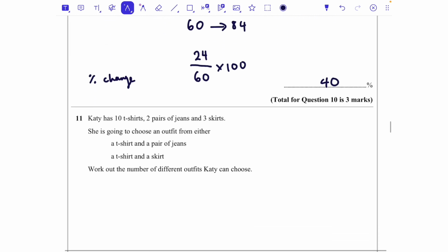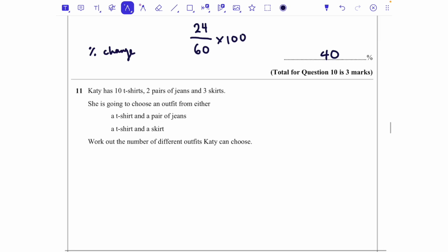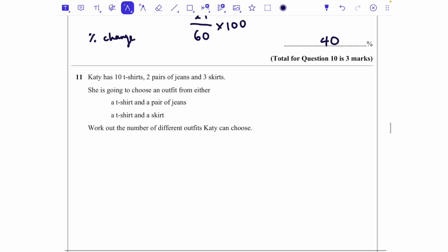Question number 11. Katie has 10 t-shirts, 2 pairs of jeans and 3 skirts. She's going to choose an outfit from either a t-shirt and a pair of jeans or a t-shirt and a skirt. Work out the number of different outfits Katie can choose. So if she went for a t-shirt and a pair of jeans, she's got 10 t-shirts to choose from and 2 pairs of jeans. So 10 times 2, there are 20 different combinations there.